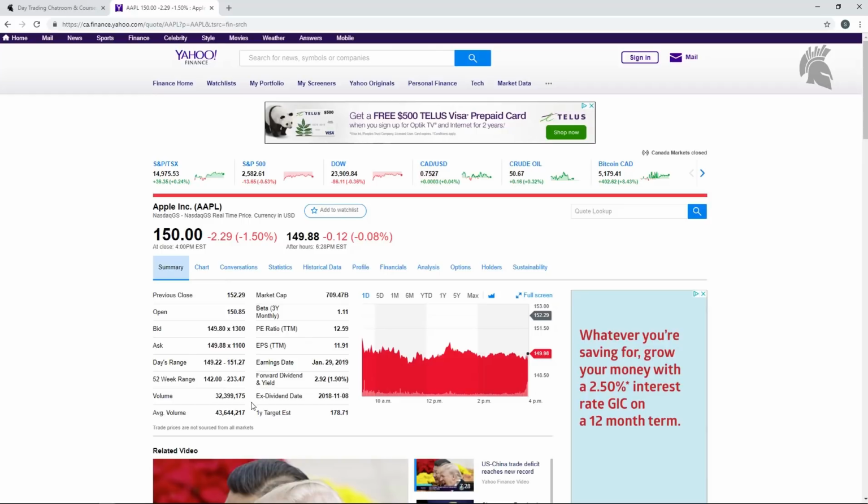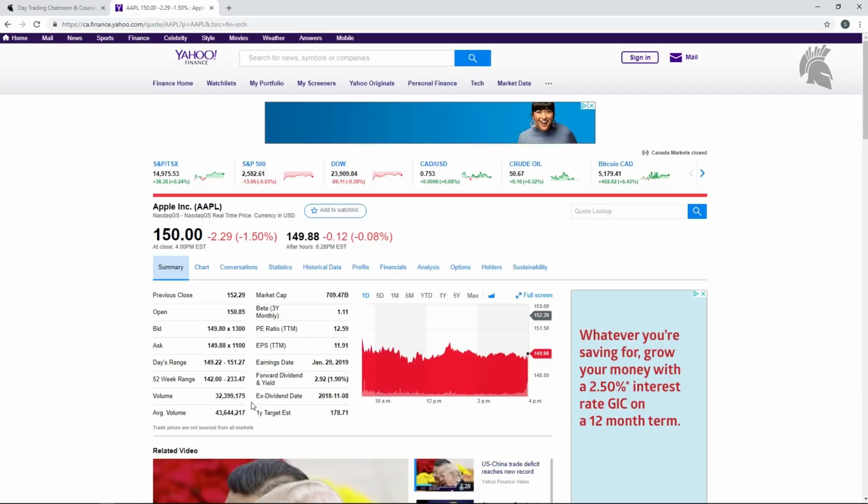Volume is the actual amount of times a share changed hands during the day today. So we can see 32 million shares traded hands during the day. The average volume is the average volume per day during market hours of Apple, and we can see that today's volume was lower than the average volume, so we could say that liquidity wasn't as great as it typically is on average for Apple. Market cap is the amount of underlying shares that are outstanding times the market price of Apple, and in this case it would be equal to about $709 billion.